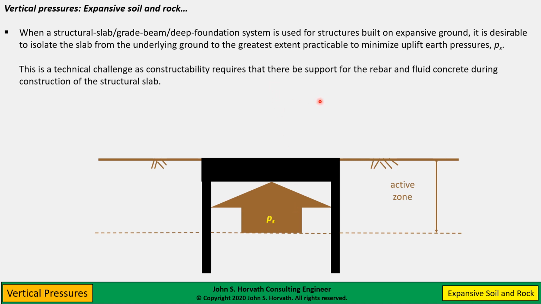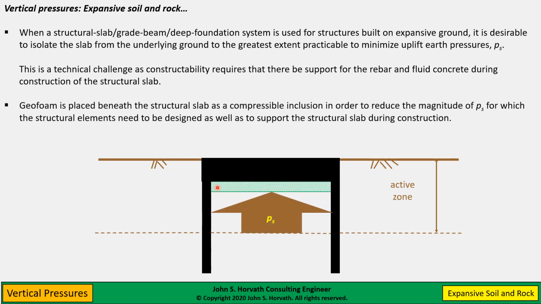Well, this application is a real technical challenge because on the one hand, you would think you'd want a compressible inclusion that was as compressible as possible to minimize this uplift pressure. But constructability dictates that whatever you put in here has to be strong enough to support the reinforcing steel, the rebar, and fluid Portland cement concrete during construction of the slab. So you really have competing technical needs here.